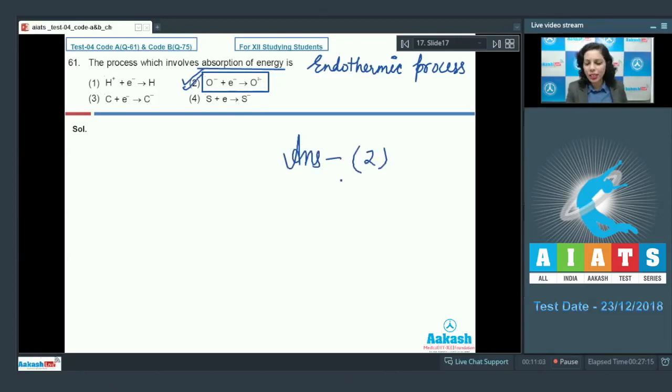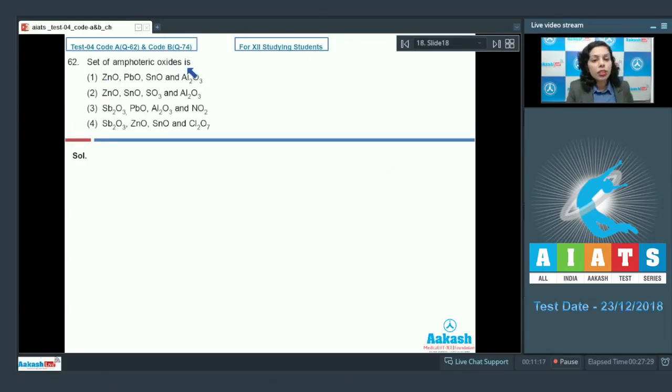Now, let's take question number 62. Set of amphoteric oxides is. We have different sets of oxides, and we have to choose the set which contains all amphoteric oxides. First option: zinc oxide, lead oxide, tin oxide and aluminium oxide. Yes, all of these are amphoteric oxides. But let's check further options also. Zinc oxide is amphoteric, tin oxide is also amphoteric, but SO3, sulfur trioxide, is an acidic oxide. That's why this is wrong.